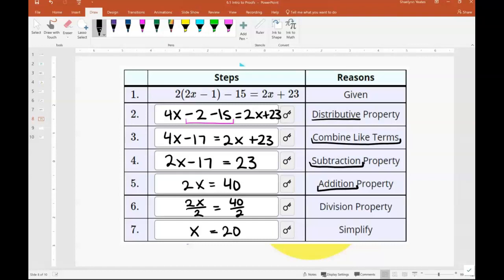Okay, there is a proof with our steps on the left, and our justifications or reasons on the right.